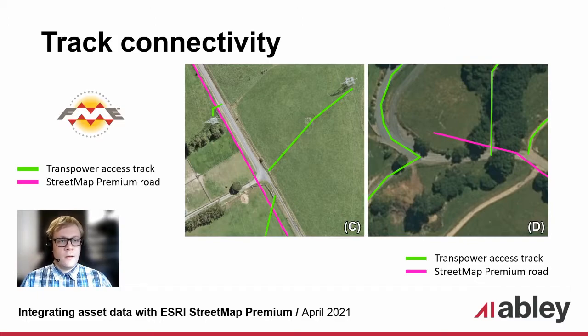Using FME and some more Abley magic, we identified how many tracks fall short of intersecting a StreetMap Premium road and how many intersect and overshoot the road. Each type of track was classified and reviewed. The results of this first phase of analysis were positive. There were a low number of tracks that require a manual review, which was done by Transpower. This saved them time as most of the tracks did not need reviewing.